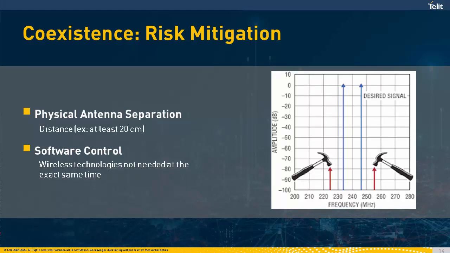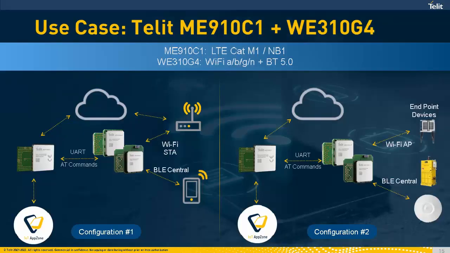Just to give you another short example that I was mentioning before, antenna position and radiated pattern is for sure something really important to reduce coexistence issues. Another idea could be software control, so that we can select which technology is transmitting at a certain point in time.